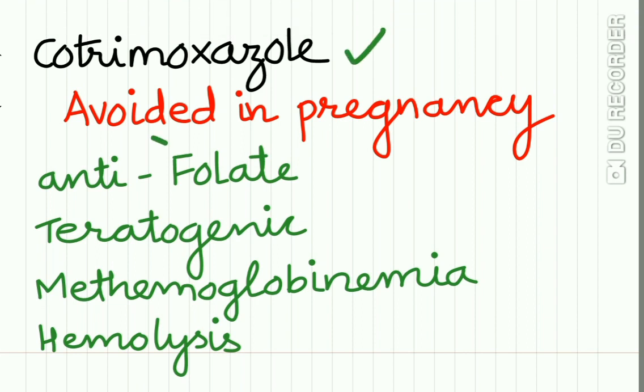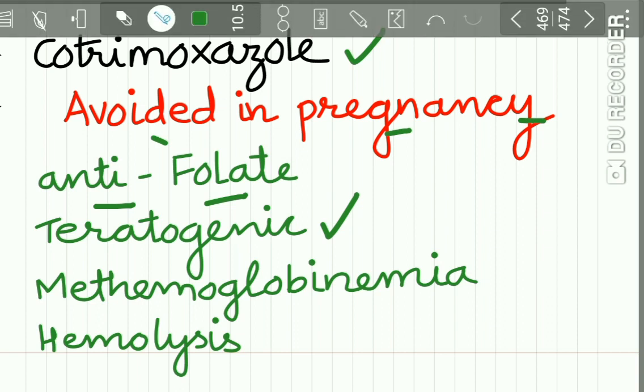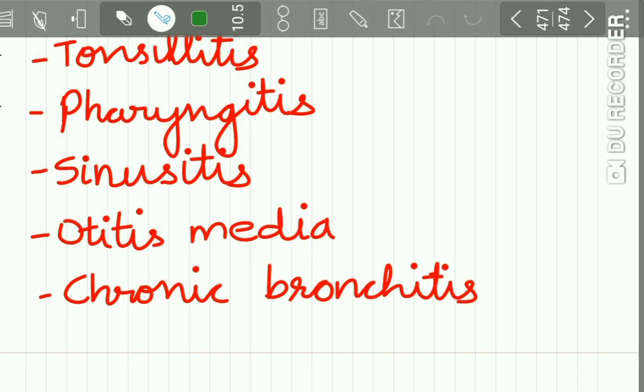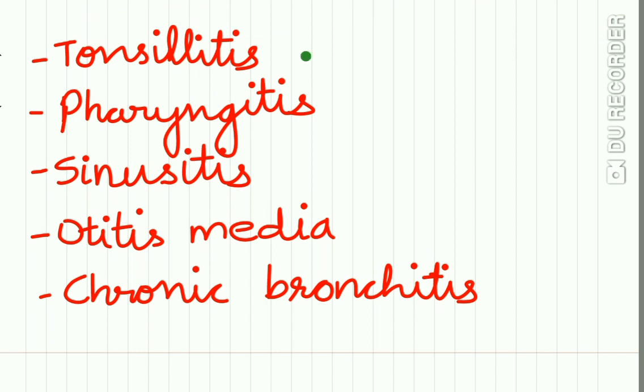Cotrimoxazole is avoided in pregnancy because it has an anti-folate action. These drugs are said to be teratogenic and cause methemoglobinemia and hemolysis in the neonates. Now, uses of Cotrimoxazole. It is used in tonsillitis, pharyngitis, sinusitis, otitis media, and bronchitis.